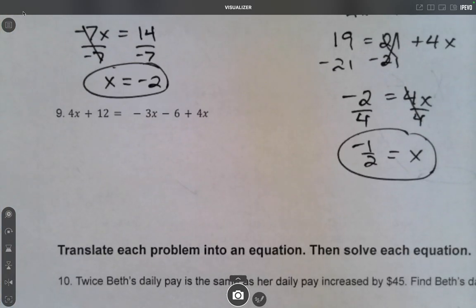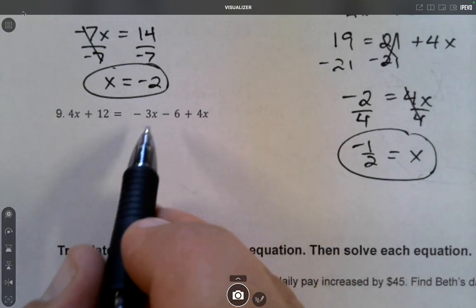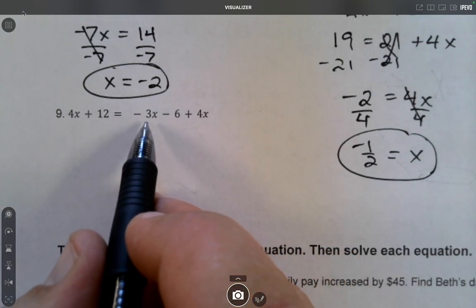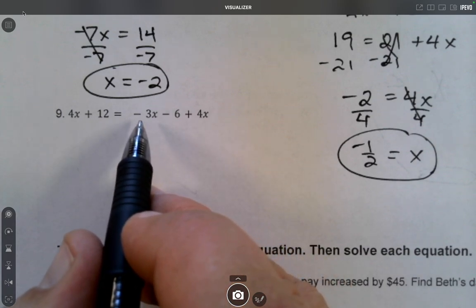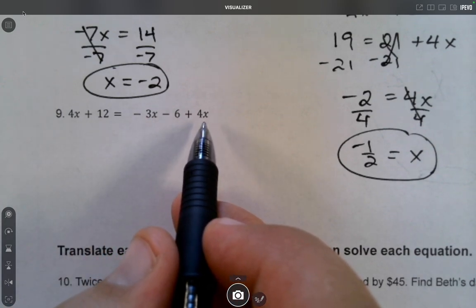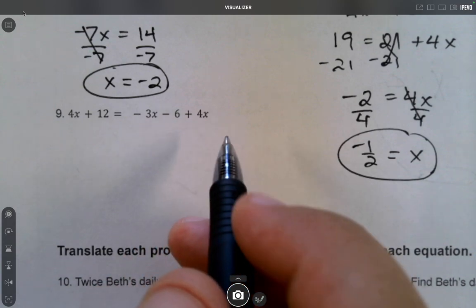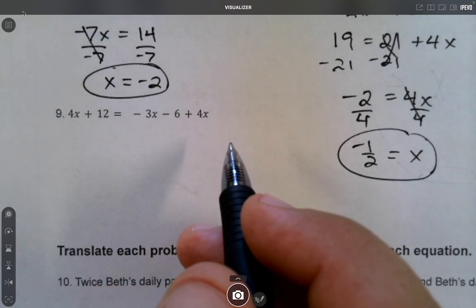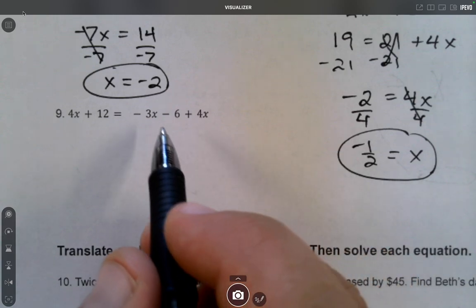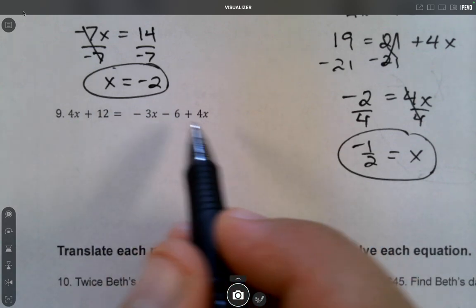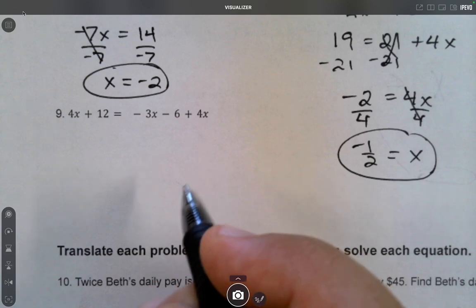Okay, there's several ways we could start number 9. Like, I think it was number 2 on the front, we do have two like terms right here that we could combine. We could say negative 3x plus 4x is 1x and just write 1x minus 6. That'd be completely cool. You could also add the 3x over and subtract the 4x over if you wanted to.